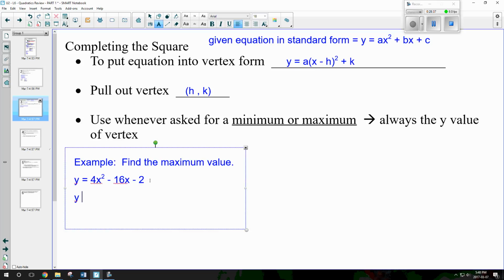So remember, our first step in completing the square is to factor out the a term, whatever is sitting in front of that x squared term, out of the first two terms. So we have a 4, and then we divide it out. 4x squared divided by 4 is just x squared. Negative 16x divided by 4 is negative 4x. And then this minus 2 at the end just trails on behind after the bracket.